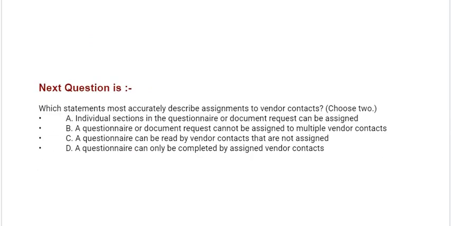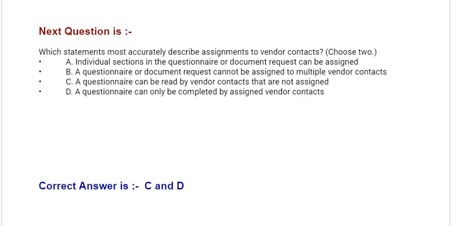Next question is, which statements most accurately describe assignments to vendor contacts? Choose 2 options. Option A. Individual sections in the questionnaire or document request can be assigned. Option B. A questionnaire or document request cannot be assigned to multiple vendor contacts. Option C. A questionnaire can be read by vendor contacts that are not assigned. Option D. A questionnaire can only be completed by assigned vendor contacts. Correct answer is option C and option D.